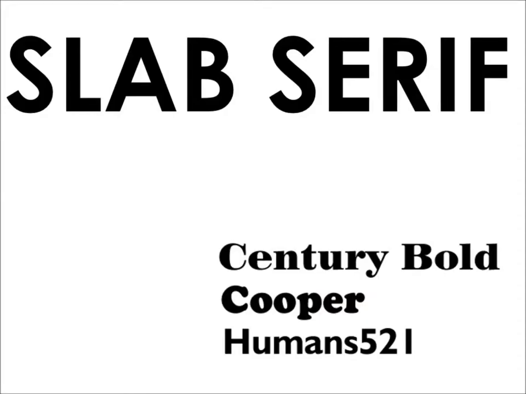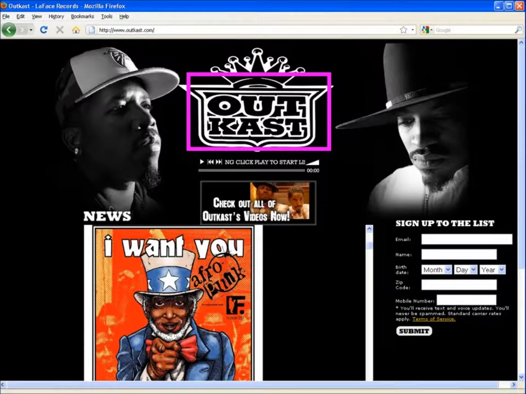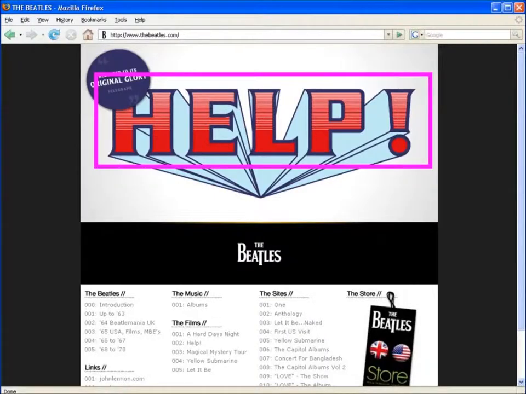Slab serif fonts also emerged in the early 1900s when advertising was exploding and advertisers and typesetters wanted big, fat, attention-grabbing fonts. Outkast uses a slab serif. So did the Beatles.